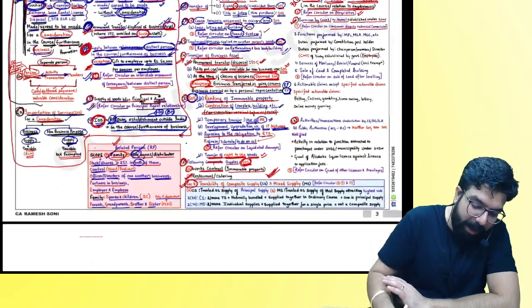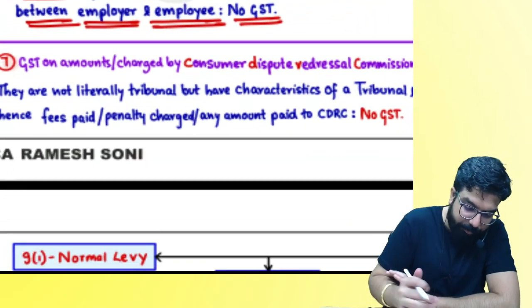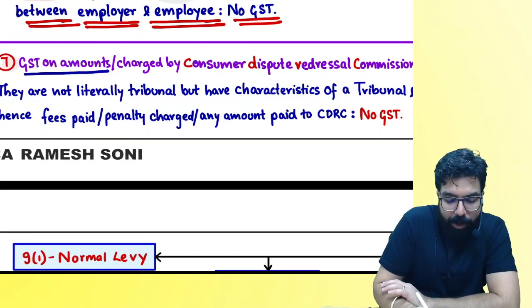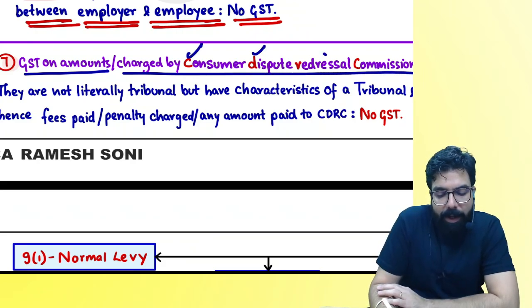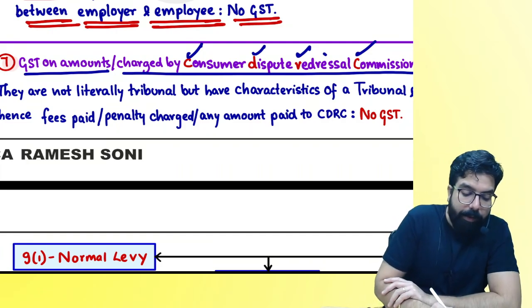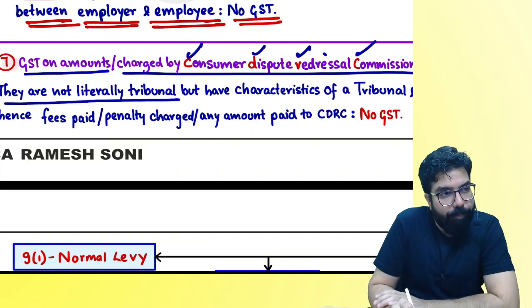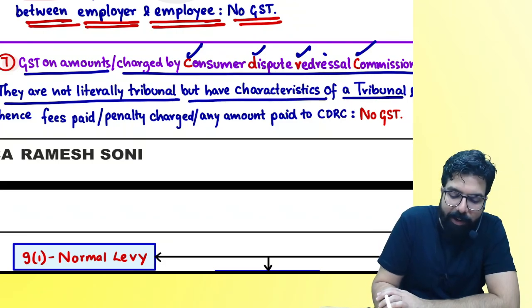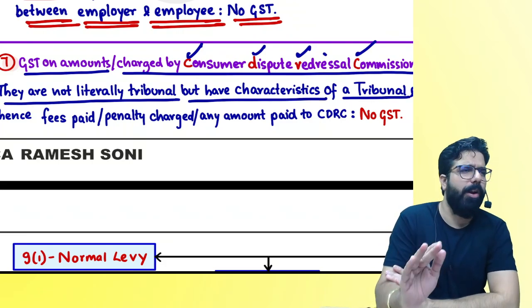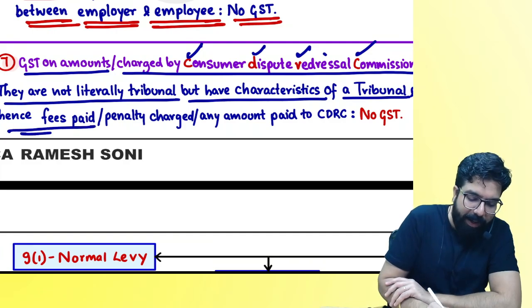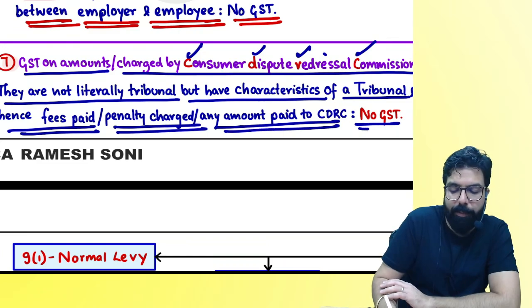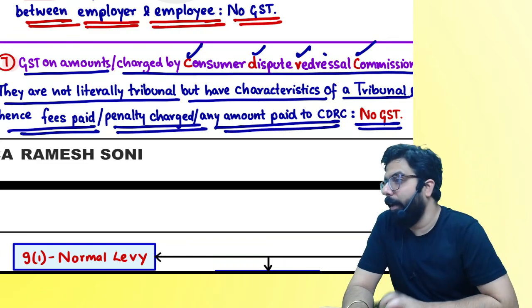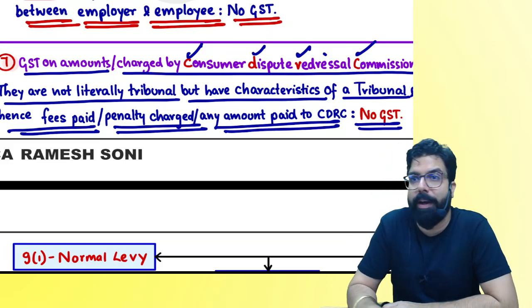Seventh one, circular. Let's read, everyone. GST on amount charged by Consumer Dispute Redressal Commission, CDRC. They are not literally tribunals, but have the characteristics of a tribunal. They are like tribunals only. And hence, fees or penalty, whichever they are charging, or any amount if they are charging, they will not be charging any GST. Is my point clear to all? Can we go ahead, everyone?